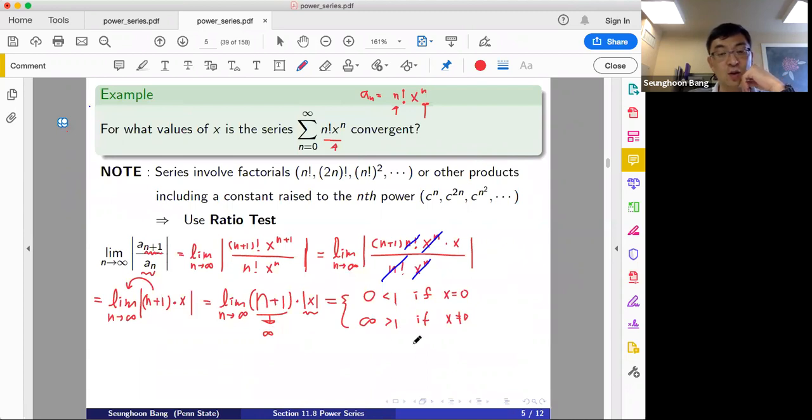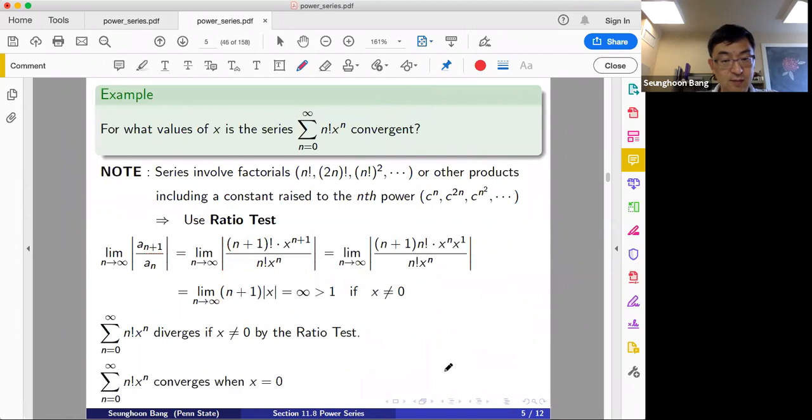So what does it mean? It means that the series, n equals 0 to infinity of n factorial x to the power n, converges only if x equals 0, only one point. So this is the answer to this question.